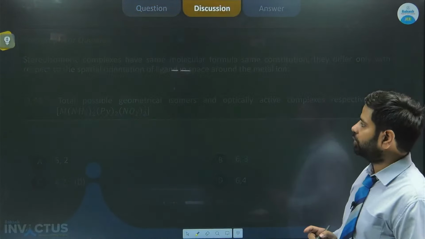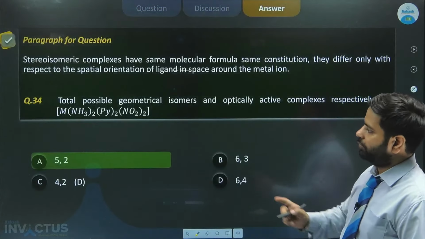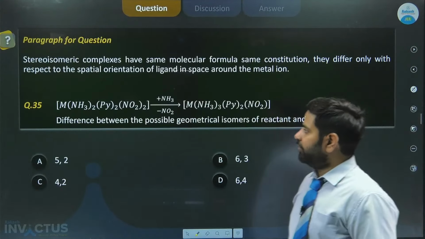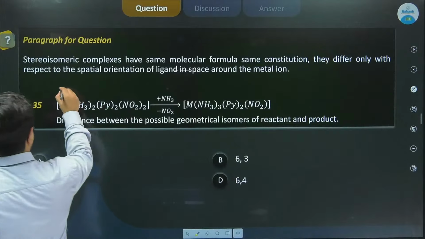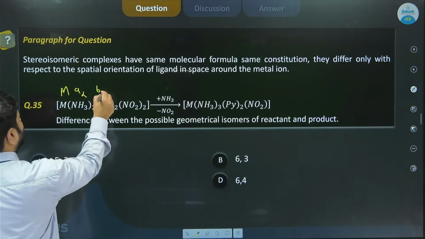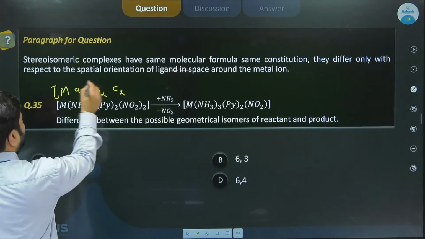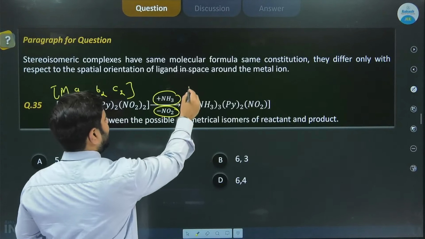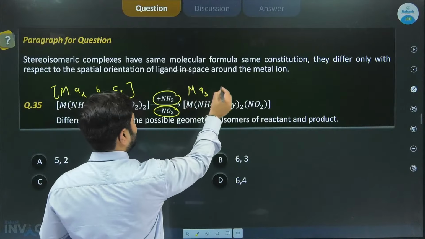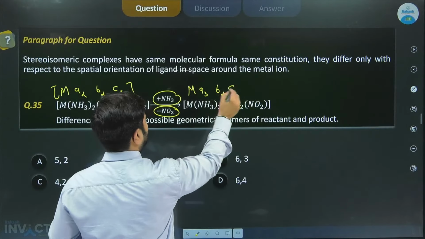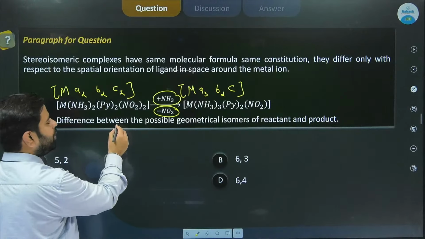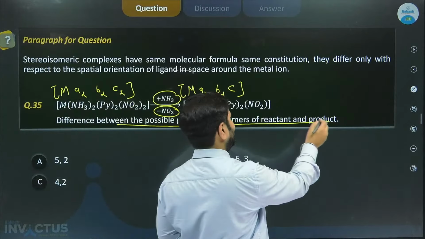Let's check the answer to this question. The answer given is A. Question number 35. This is the complex MA2B2C2, and on reaction with NH3 one ligand is removed and one is added, giving MA3B2C. Again it is asking about the difference in the possible geometrical isomers of reactant and product.